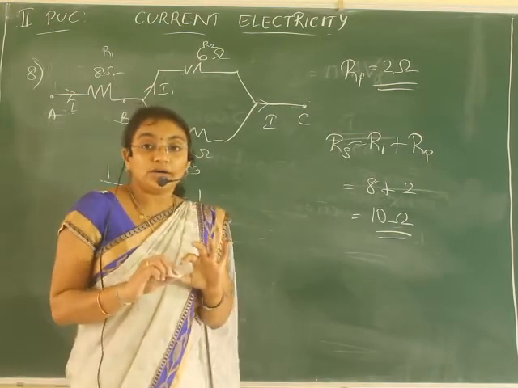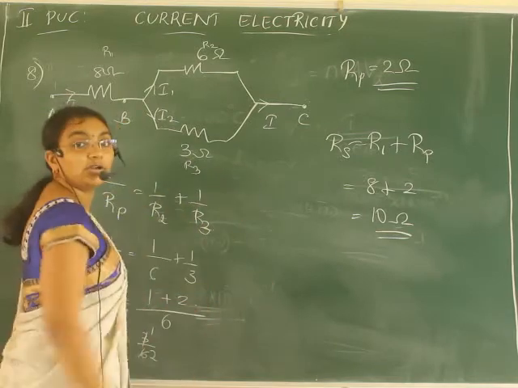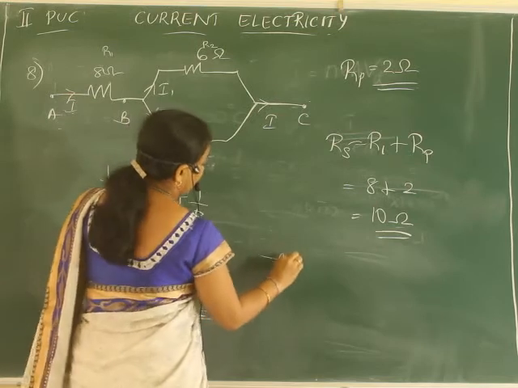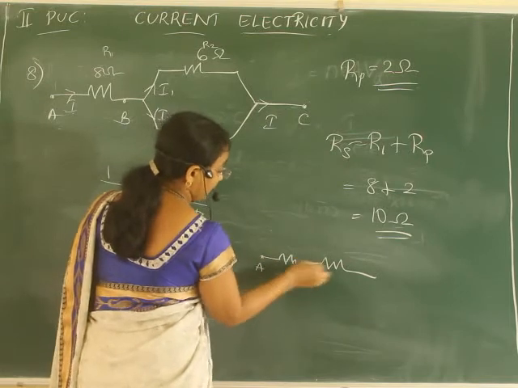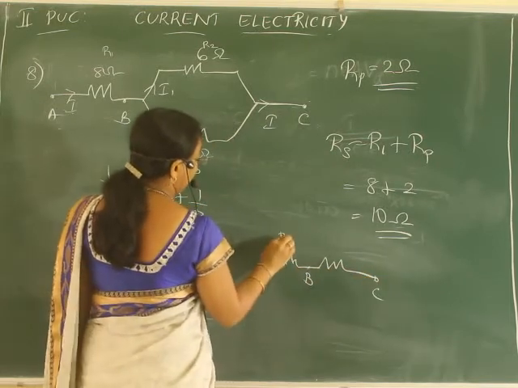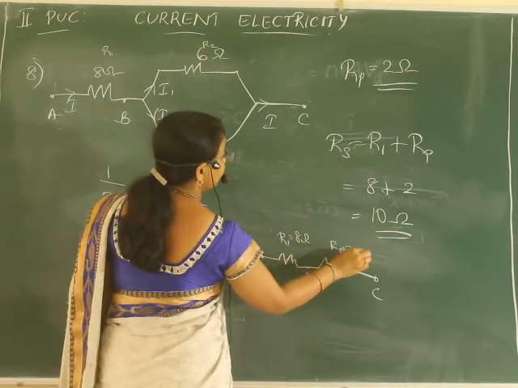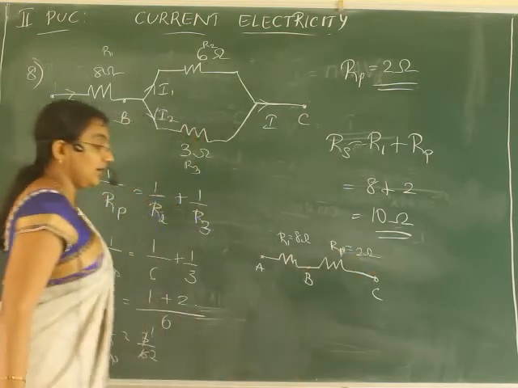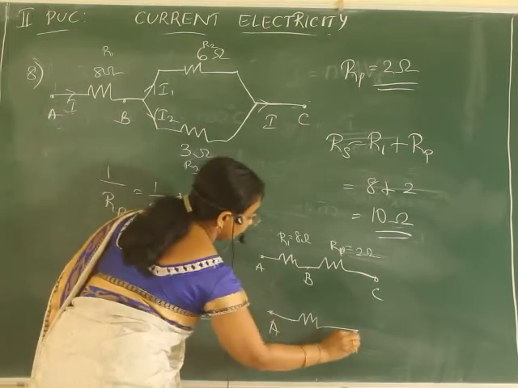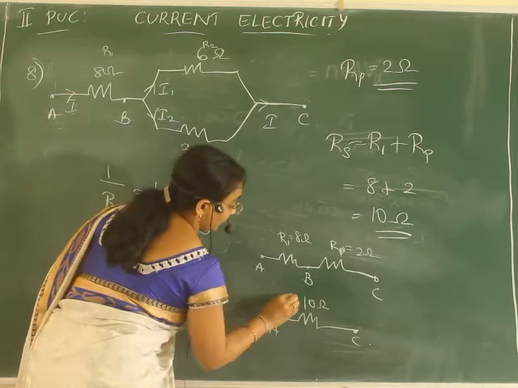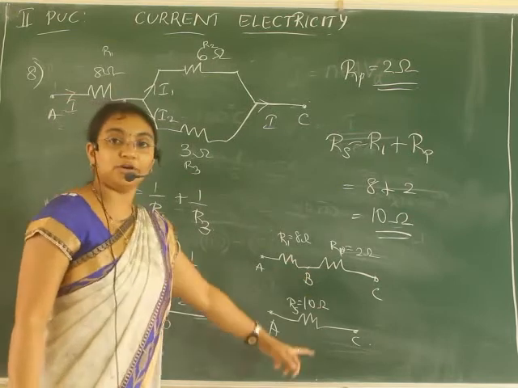Then you will have to redraw this diagram. How to redraw this diagram according to the problem you have solved? See, first step, what you have solved? It came like this. A, B, C. Because now this is R1. How much is it? 8 ohm. Now this is Rp is equal to 2 ohm. Correct? Finally, how is it? A and C, it became 10 ohm.